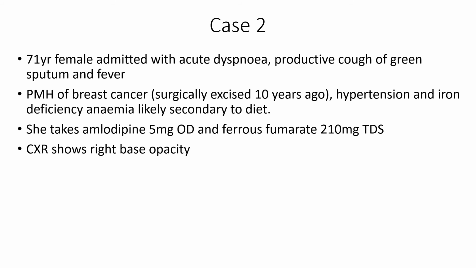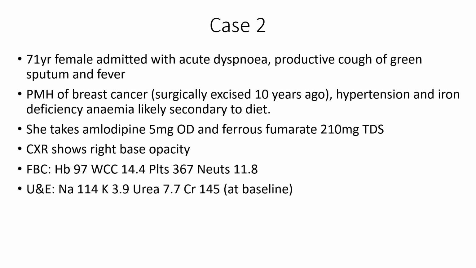Chest X-ray shows a lump at the right base. She's got a mild anemia, as you would expect. Her white count is up, which is the neutrophilia. Platelets are fine. And her U's show that she's hyponatremic at 114. Potassium's fine. Urea and creatinine is okay. It's at her baseline.